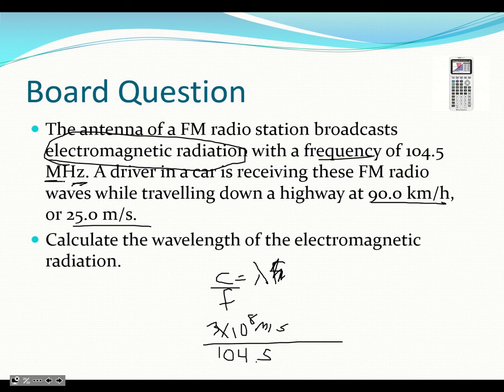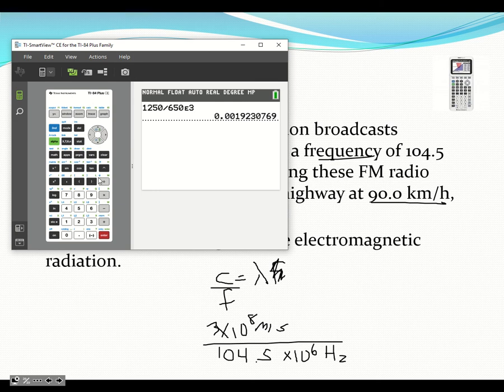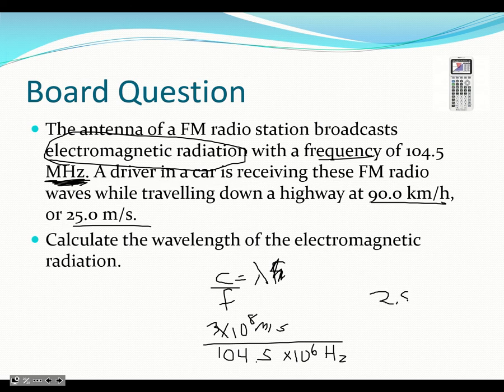And our frequency is 104.5, and it's not just hertz, it's megahertz. So you have to look up on page 1 of your data booklet, what does mega equal? And mega equals times 10 to the 6. So it's times 10 to the 6 hertz. So when we plug all that in, 3 times 10 to the 8 divided by 104.5 mega, so times 10 to the 6 hertz, we get a wavelength of 2.87 meters. Okay, that's how you do that one.